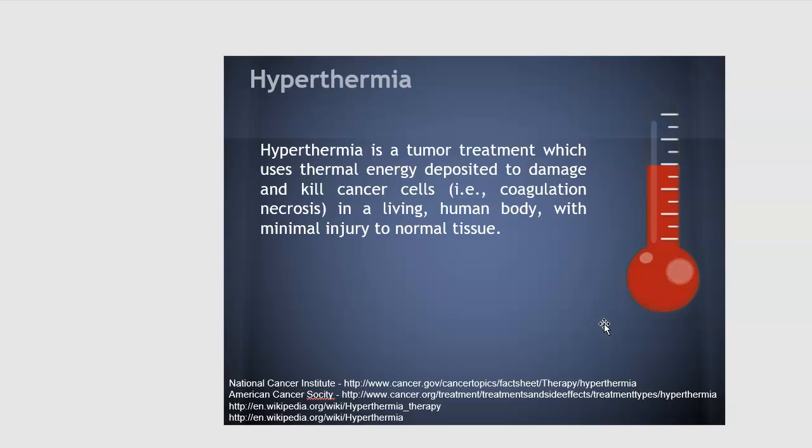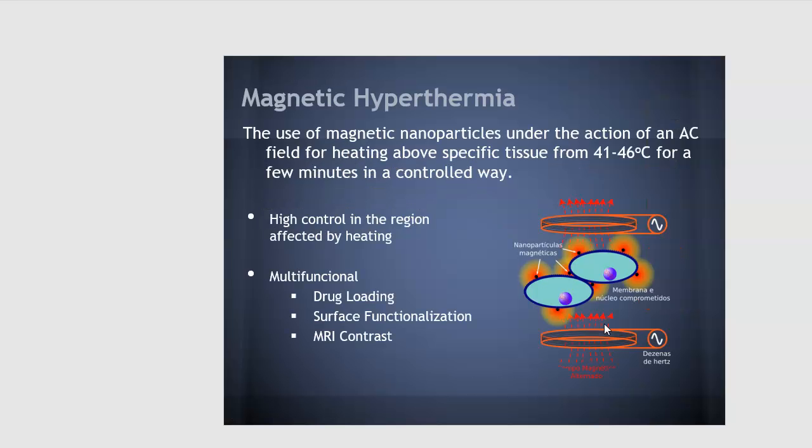Hyperthermia is a tumor treatment which uses thermal energy deposited to damage and kill cancer cells using coagulation necrosis in a living human body with minimum injury to normal tissue. So this is basically a substitute for radiotherapy and chemotherapy, to reduce the side effects of chemotherapy and radiotherapy.